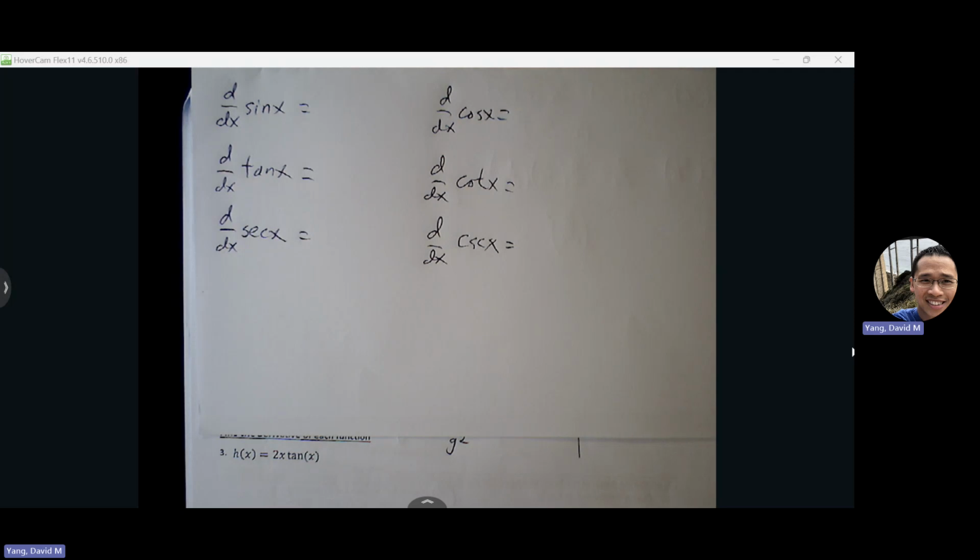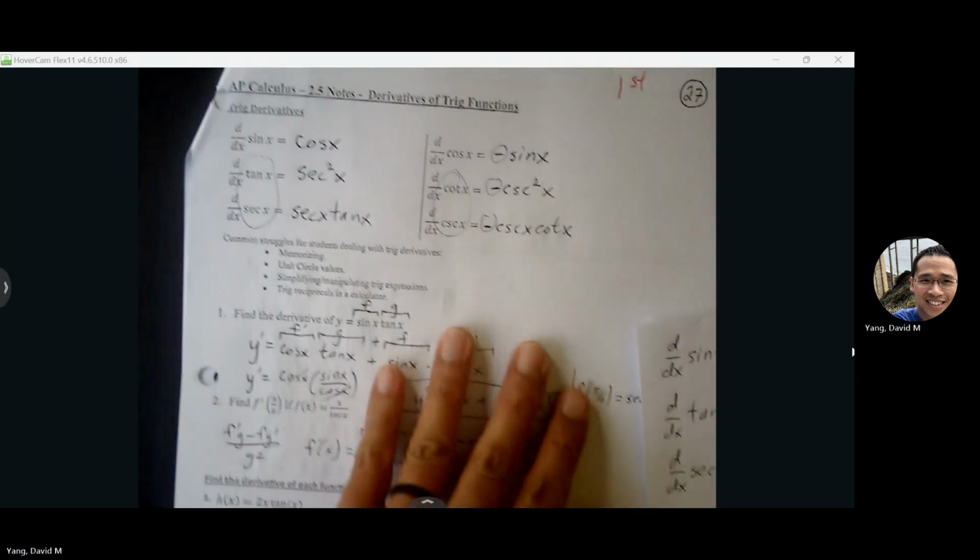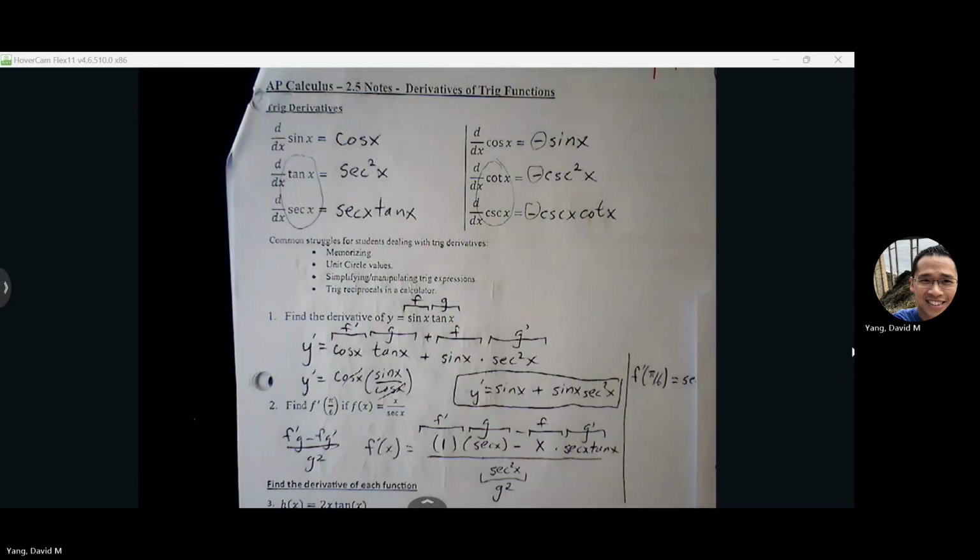Okay, ready to check your answers? All the derivative rules are in front of us. We just have to know which trig functions to merge or combine or put together to produce the derivative.